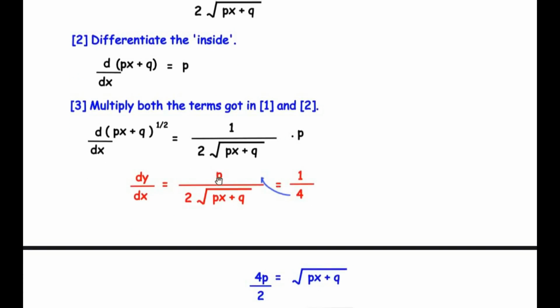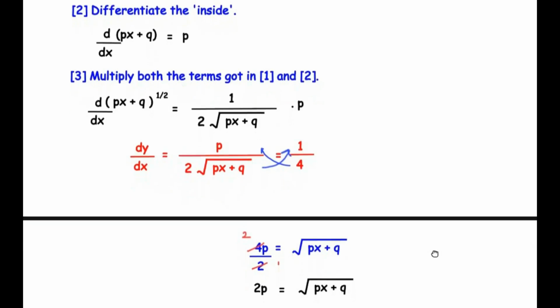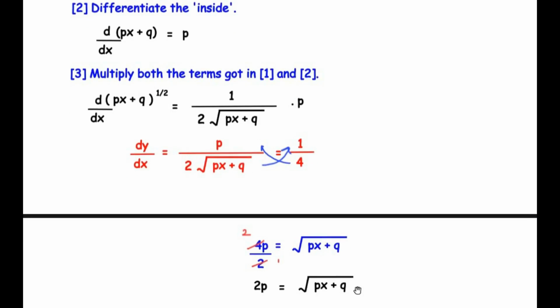So 4 multiplies with p, and let us keep the 2 in the denominator, and at the same time we are going to take this square root term to the right hand side so that it multiplies with 1. So here the equation becomes 4p over 2 is equal to square root of px + q. Now here 2 divides 4, that is 2 1s are 2 and 2 2s are 4. So our equation reduces to 2p is equal to square root of px + q.